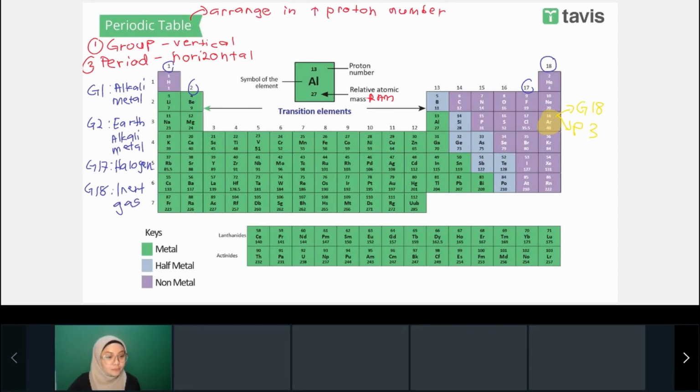Just now, group 1 we call alkali metals. Group 2, we call alkaline earth metals. Group 17, halogens. And group 18, inert gases. Group 1 and group 2 are very reactive. They are not stable, yeah? What else should you know? The one that you should know is the property. What is the property across the period?